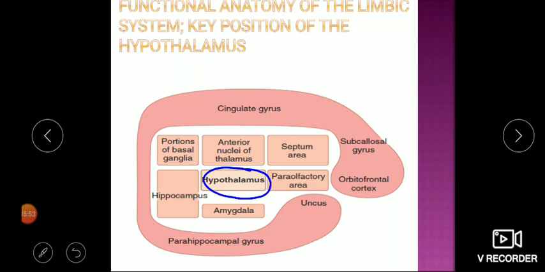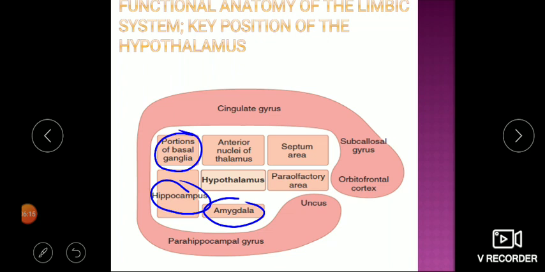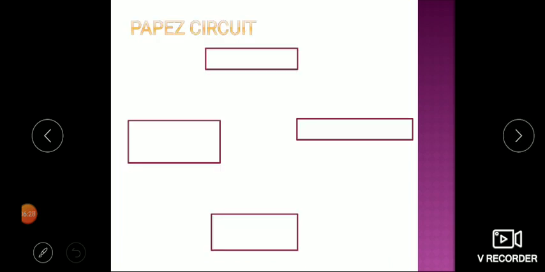So hypothalamus has a key position in the limbic system. It has so many vegetative functions. Apart from that, you can see cingulate gyrus, subcallosal gyrus, orbitofrontal cortex, uncus, parahippocampal gyrus, amygdala, hippocampus. So these are the different nuclei. Even part of the basal ganglion is also involved in the limbic system. That's why patients with basal ganglion lesions have emotional disturbances also. So these are the functionally different regions of the limbic system.